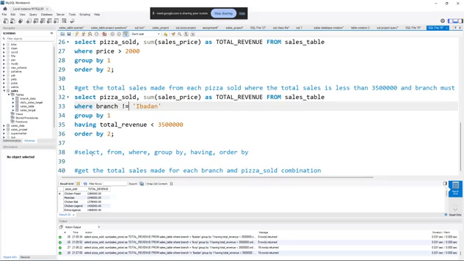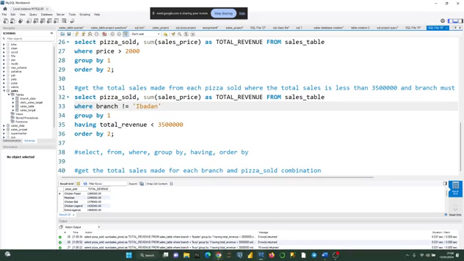So you have to go from your select to your from statement, to your where, to your group by, to your having, and to your order by. So any question before I continue?